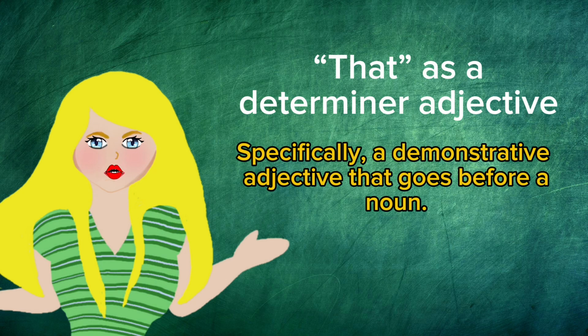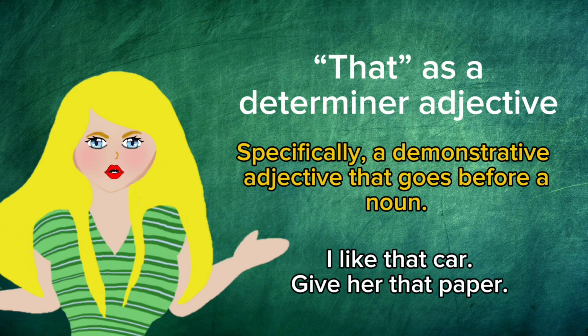First, "that" as a determiner adjective. A determiner adjective goes before a noun. It tells us which thing we are talking about. Look at these examples. I like that car. That car. Give her that paper. That paper. In both sentences, "that" comes before a noun. Car is a noun. Paper is a noun.